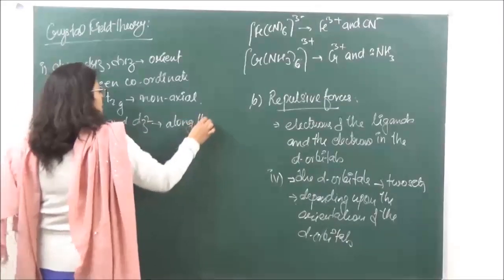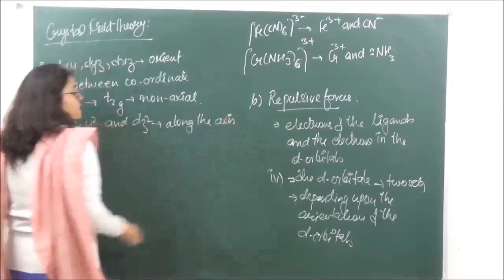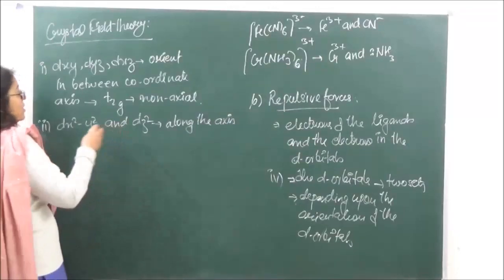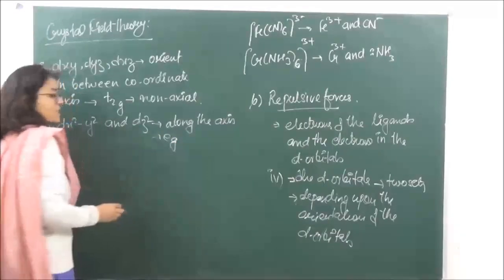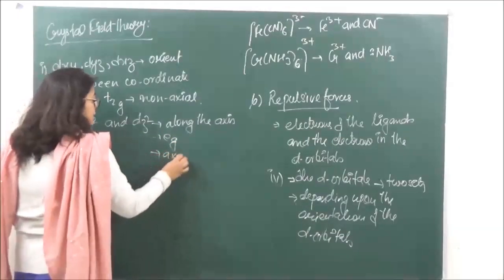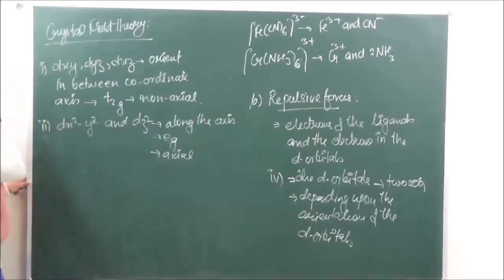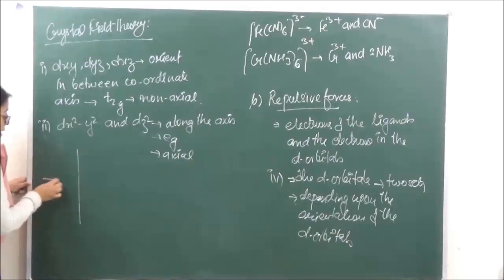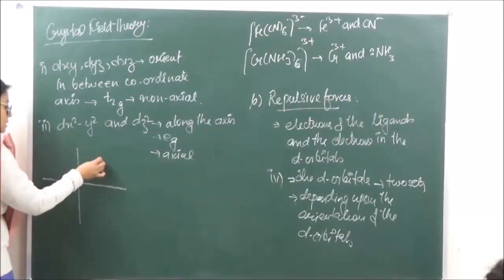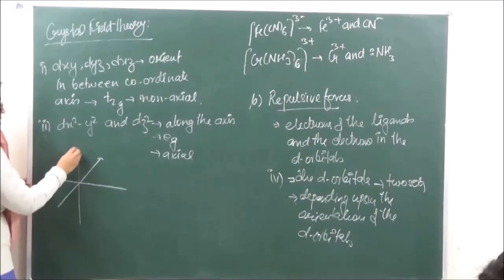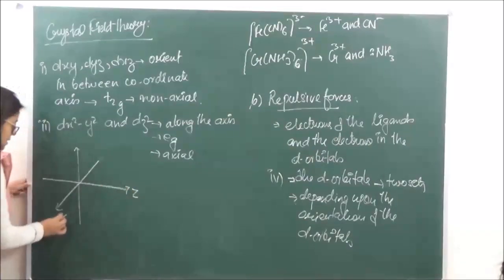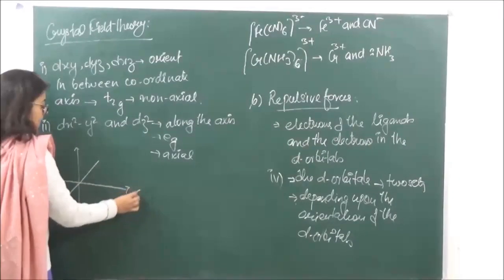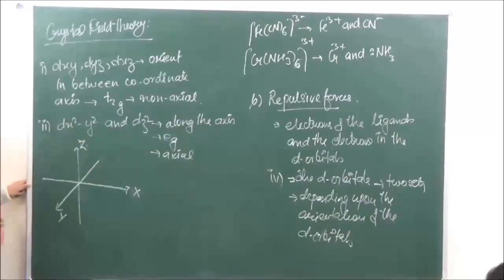Orient along the axis. Okay. So if they are orienting along the axis, it means these orbitals are known as Eg and they are said to be axial. I'll just draw both of these for you, so that you can compare the axial and non-axial behavior. This is the z axis, this is x, this is y and this is going to be z. So where does dx square minus y square lie?